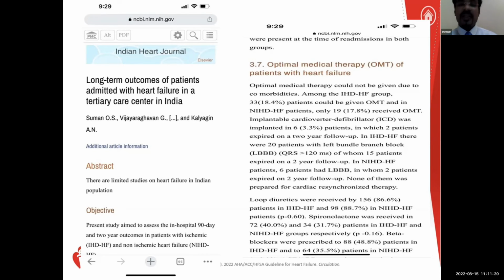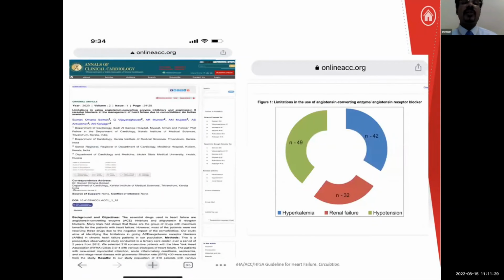So why are they not getting this? What are the contraindications to using these beneficial drugs? We published that in our own journal, the Annals of Clinical Cardiology, in 2020. These are the reasons why they are not getting these drugs. We are not able to give them because of renal failure, progressive renal failure. Renal failure alone is not a contraindication for ACE inhibitors or ARBs, but with progressive renal failure, definitely we have to stop these drugs. Then hyperkalemia is an absolute contraindication for using these drugs, and so is hypotension.